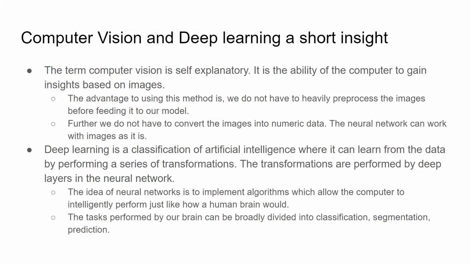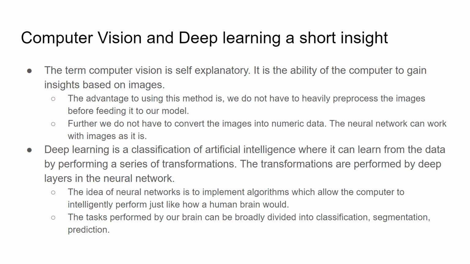So the term computer vision is actually self-explanatory. It is the ability of the computer to read an image and gain insights based on that image. The advantage of using this method is that we do not need to do any heavy pre-processing before we feed these images into our model to train. And we do not have to convert these images into numeric data. The neural network will be able to read these images in the same format.